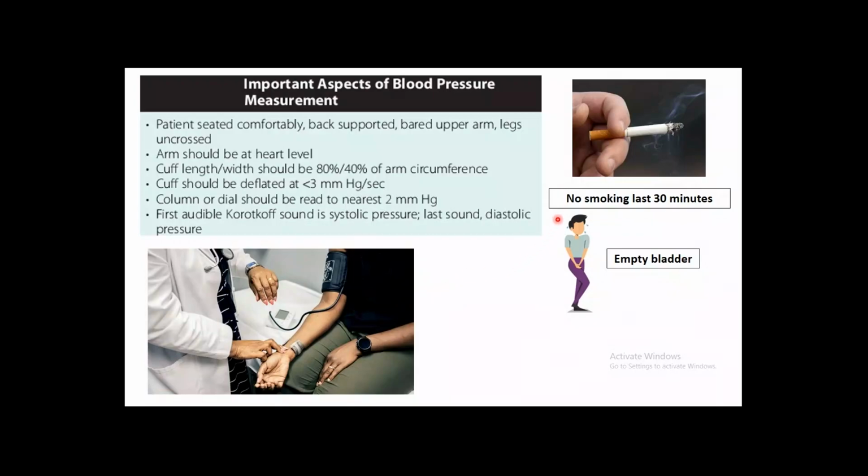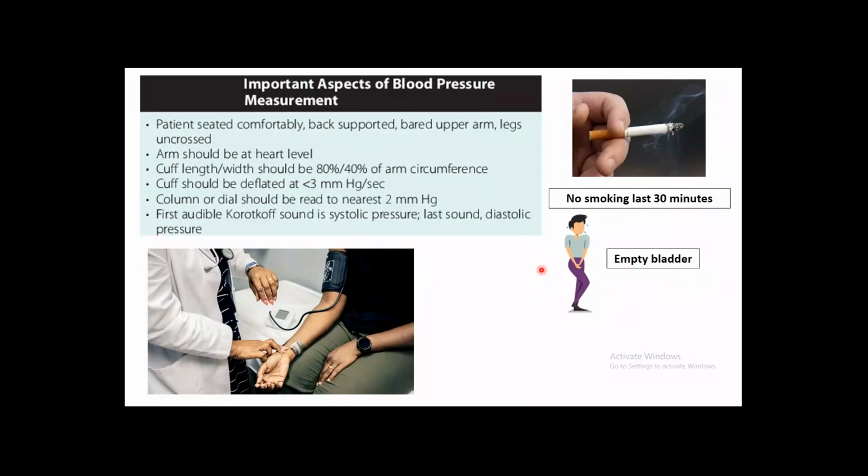As we said before, the patient should be relaxed, with no smoking in the previous 30 minutes, because nicotine might cause up to 10 to 15 mmHg elevation of the blood pressure due to endothelial dysfunction, vasoconstriction, and the activation of the sympathetic nervous system. Urine retention is one of the most common causes of pseudo hypertension, because if the patient has marked retention, this might cause elevation of systolic blood pressure up to 30 or 40 mmHg above the normal. So the patient should have his bladder empty before taking a record.